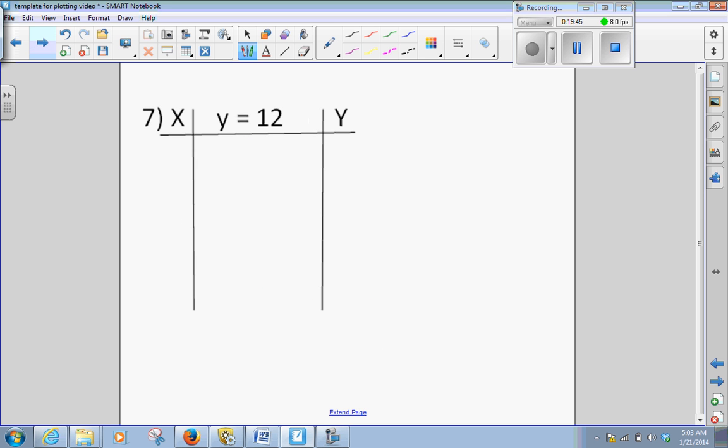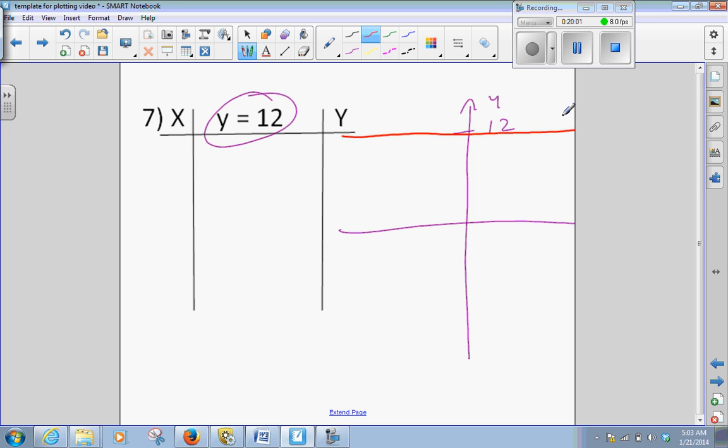Now number 7 is a little bit of a tricky one. I hope you will recall from our mini lesson, when you have an equation like y equals 12, it means that up here on our y-axis at 12, it's going to be a horizontal line that goes straight through the 12. So you don't have to do any work to figure out some points on this line. Your y value is always going to be 12 because it always goes straight through where y equals 12. So your x value could be a whole bunch of stuff.